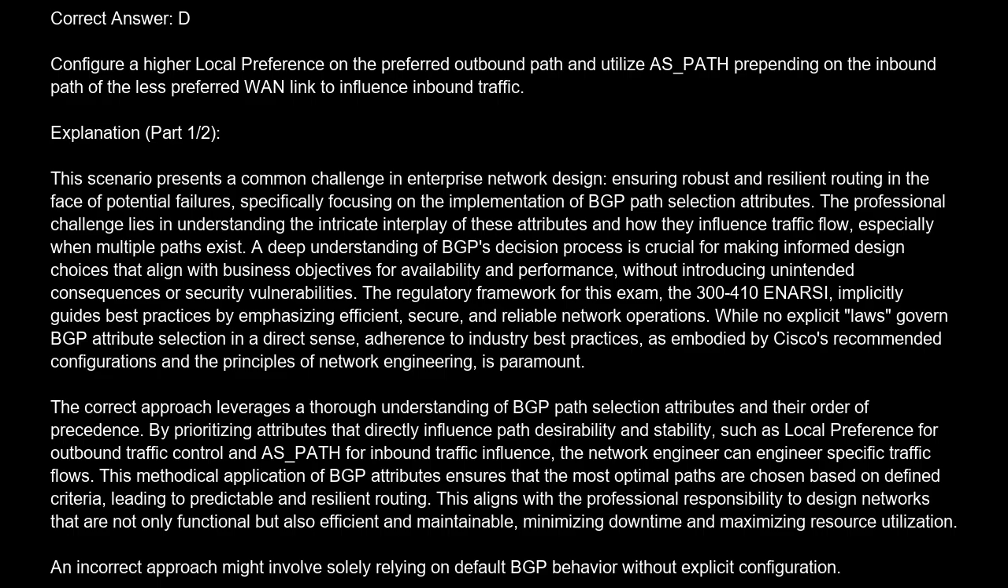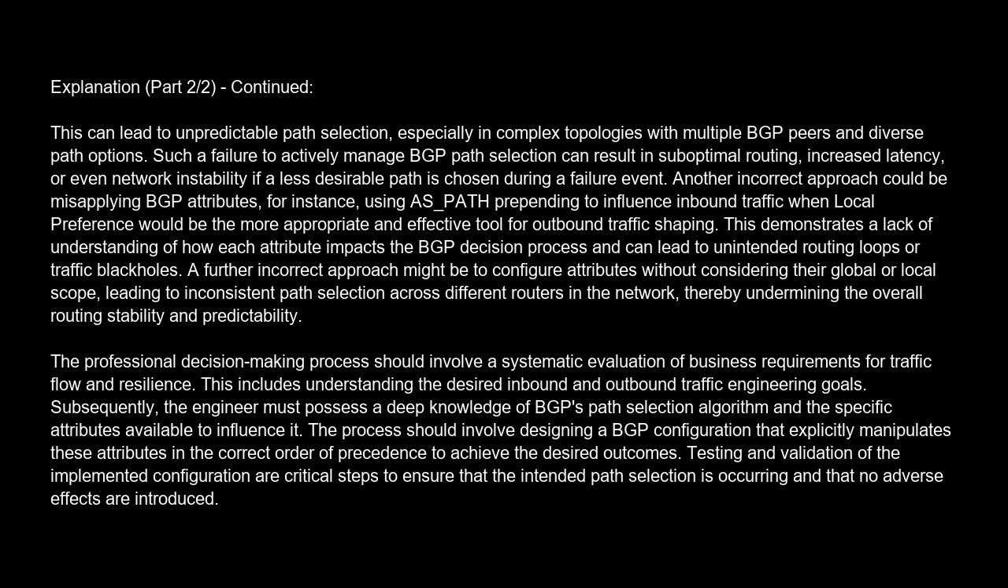An incorrect approach might involve solely relying on default BGP behavior without explicit configuration. This can lead to unpredictable path selection, especially in complex topologies with multiple BGP peers and diverse path options. Such a failure to actively manage BGP path selection can result in suboptimal routing, increased latency, or even network instability if a less desirable path is chosen during a failure event.